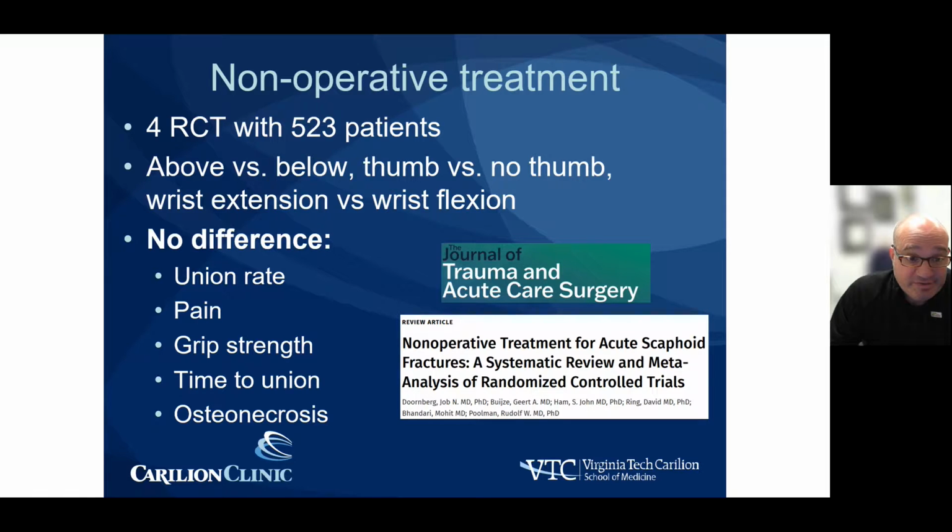This other study, which is good to know, specifically for non-operative treatment of acute scaphoid fractures, looked at 4 randomized controlled trials, more than 500 patients. They looked at above versus below the elbow immobilization, including the thumb or not, and wrist extension versus wrist flexion. All in all, there was no difference in union rate, pain, grip strength, time to union, or osteonecrosis. So again, it falls back to immobilization of the wrist; a short arm cast in neutral adequately performs the job. Specifically, though, they have to be undisplaced scaphoid waist fractures, and that's what these studies looked into.